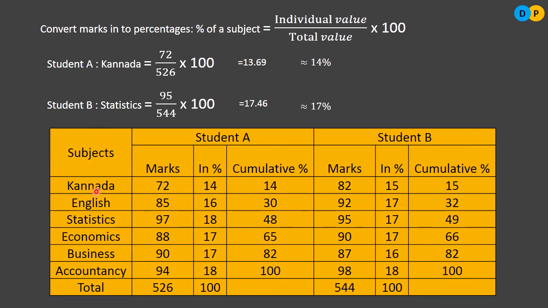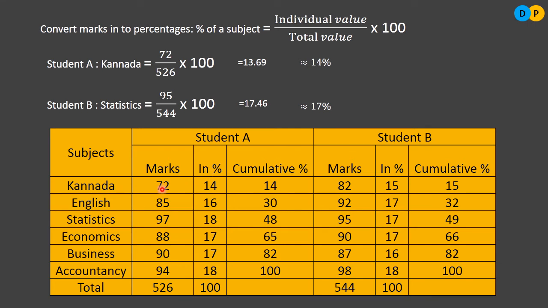The first column will indicate the subjects: Kannada, English, statistics, economics, business studies and accountancy, along with the total. The second column will indicate student A, and the third column will indicate student B. The second column is split into more columns: marks, the actual marks obtained by the student, and we are now converting it into percentage.